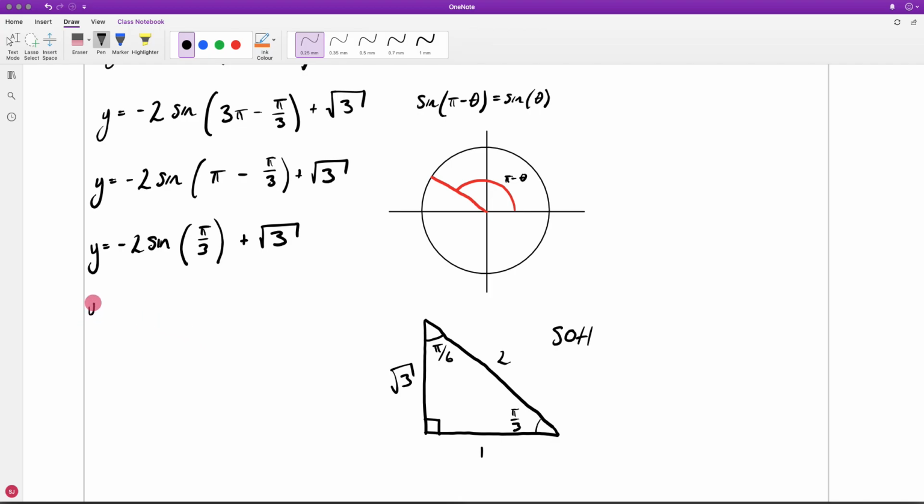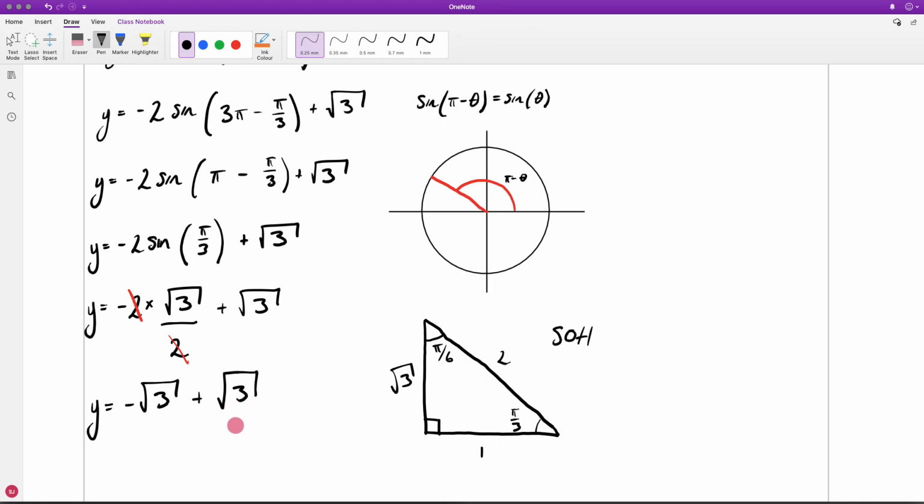So it's going to be y is equal to negative 2 times the square root of 3 over 2 plus the square root of 3. Now, obviously, these 2's are going to go away, which means I'm going to be left with this negative. So it's going to be y equals negative the square root of 3 plus the square root of 3.